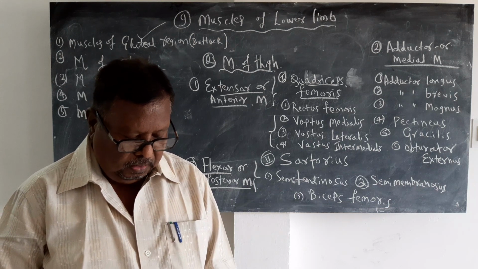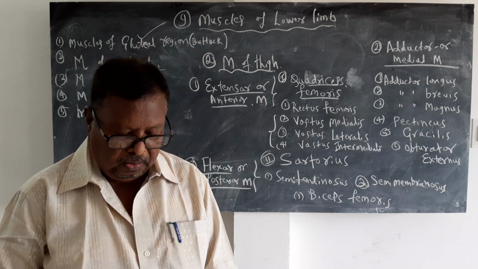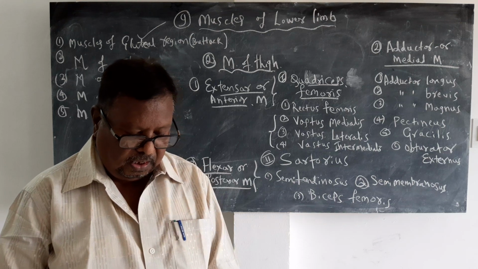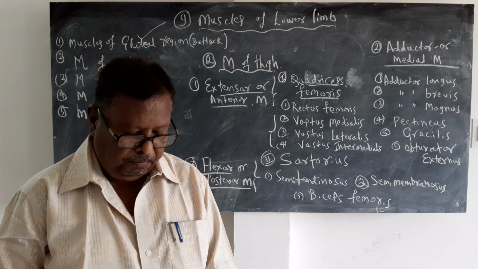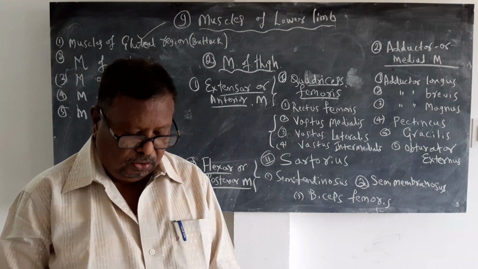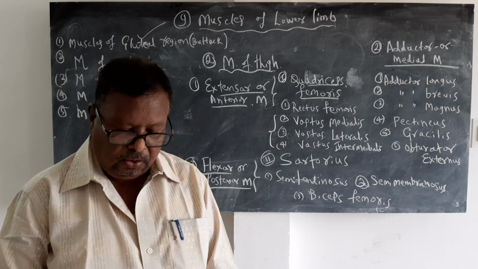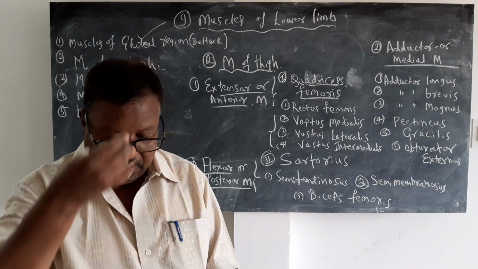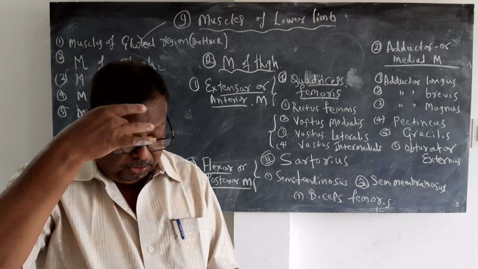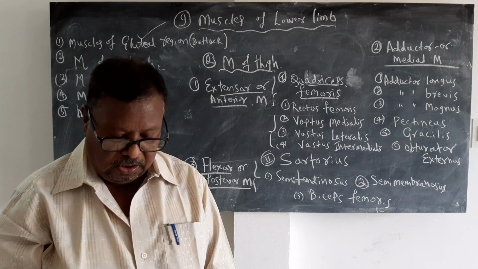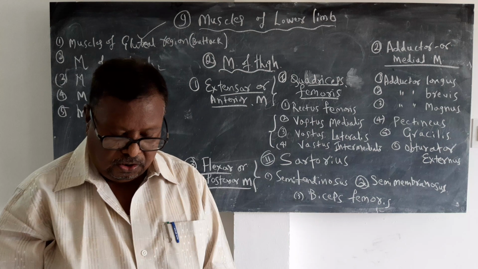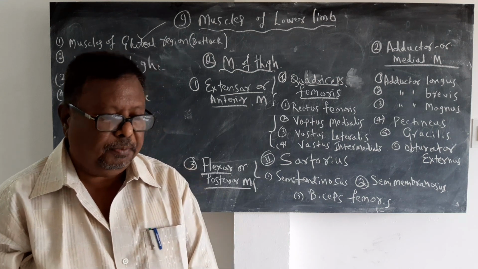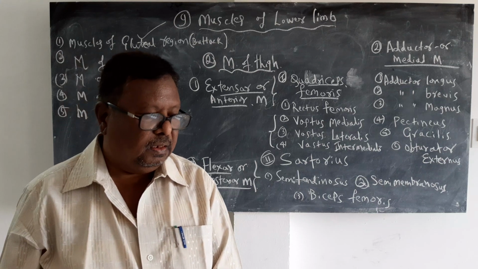Then adductor magnus, it is the largest muscle of the adductors, which is triangular and situated on the medial side of the thigh. It originates from the ischiopubic ramus and ischial tuberosity of the pelvic girdle. Insertion, linea aspera and medial epicondyle of the tibia. Coming to the action, adduction and flexion of the hip, medial rotation of the hip. So hip movement is done by this muscle.